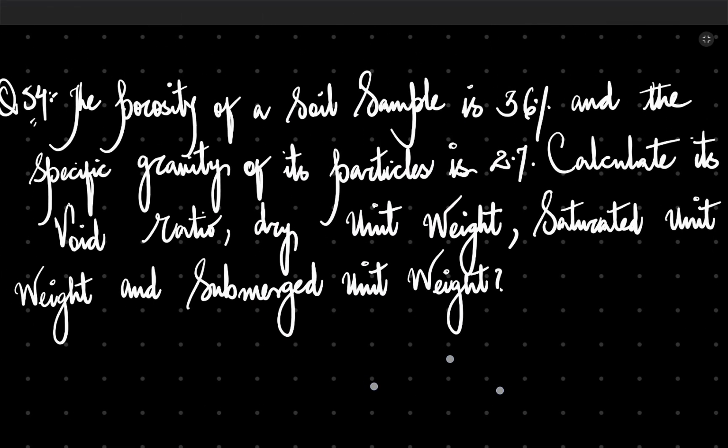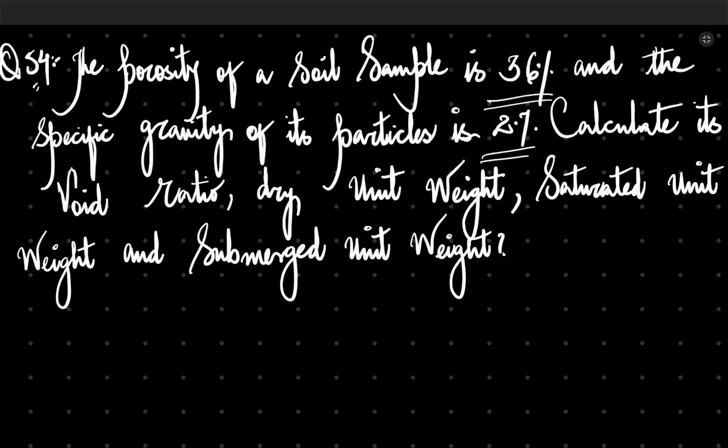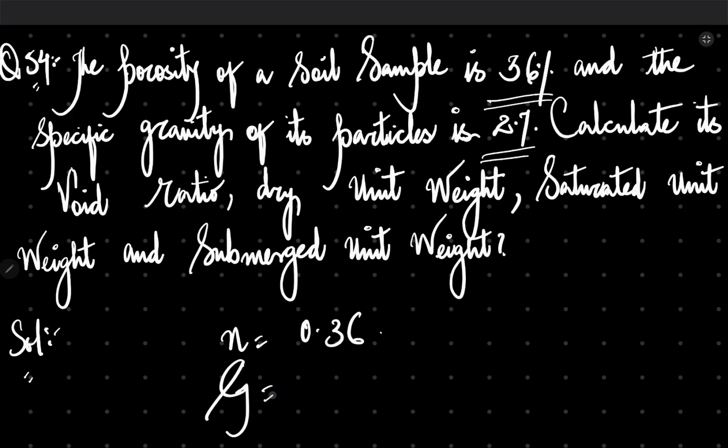Question is, the porosity of a soil sample is 36% and the specific gravity of its particles is 2.7. Calculate its void ratio, dry unit weight, saturated unit weight, and submerged unit weight. All right, so let's solve this question. Porosity is given. The porosity of a soil sample is 36%. That means n is 0.36. And the specific gravity of soil solid particles is how much?